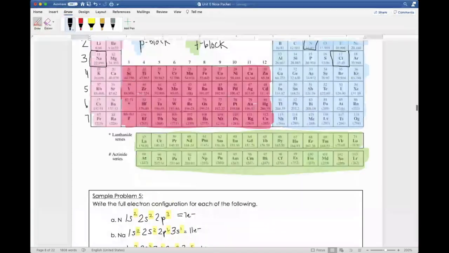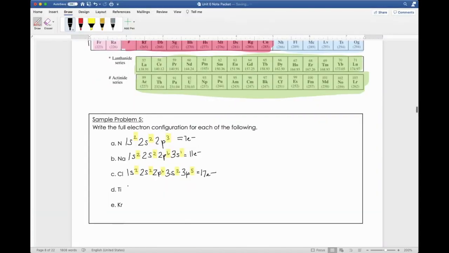Let's try titanium. So titanium is down here. I'm just going to go ahead and write the electron configuration up through calcium because there is a little exception to the rule right here. Of course, there's an exception, right? It wouldn't be chemistry if there were no exceptions to any of the rules. So 3s2, 3p6, 4s2. That configuration is going to bring me all the way to calcium.